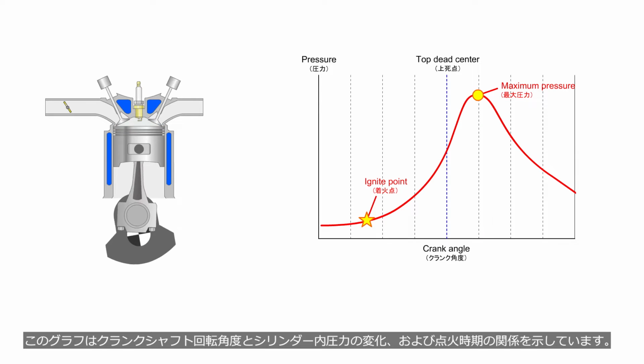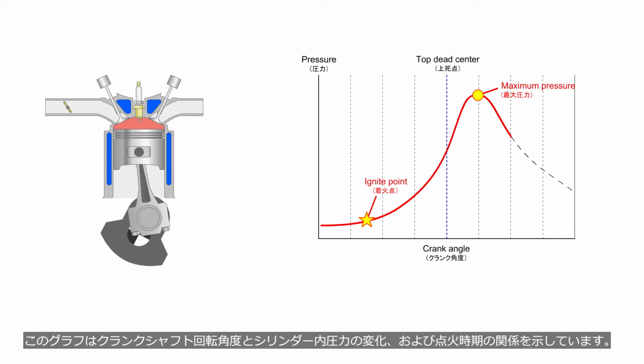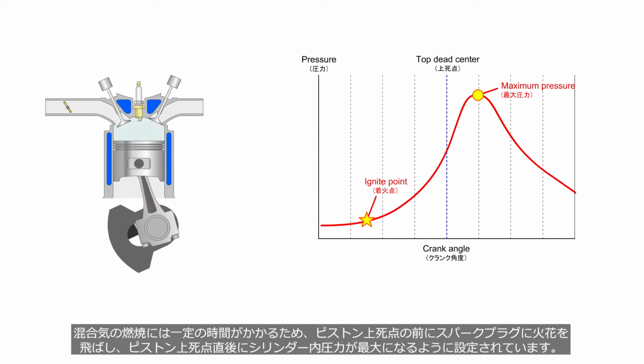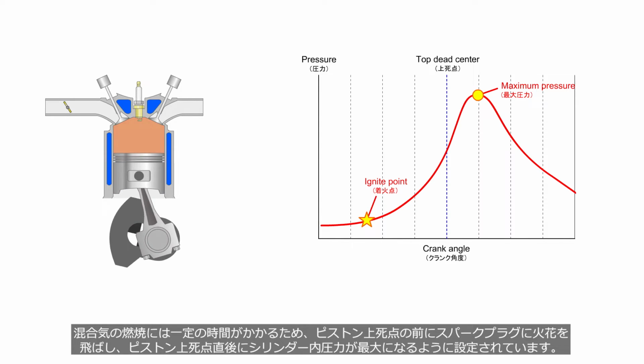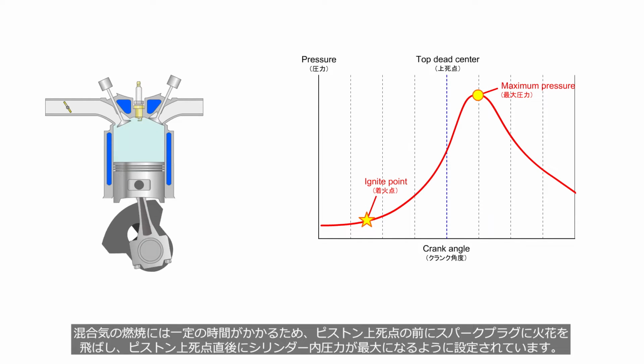This graph shows the relationship between crankshaft rotation angle, cylinder pressure, and ignition timing. Combustion of the air-fuel mixture takes a certain amount of time. When the cylinder pressure reaches its maximum just after the piston reaches top dead center, the spark plug is ignited before the piston reaches top dead center.